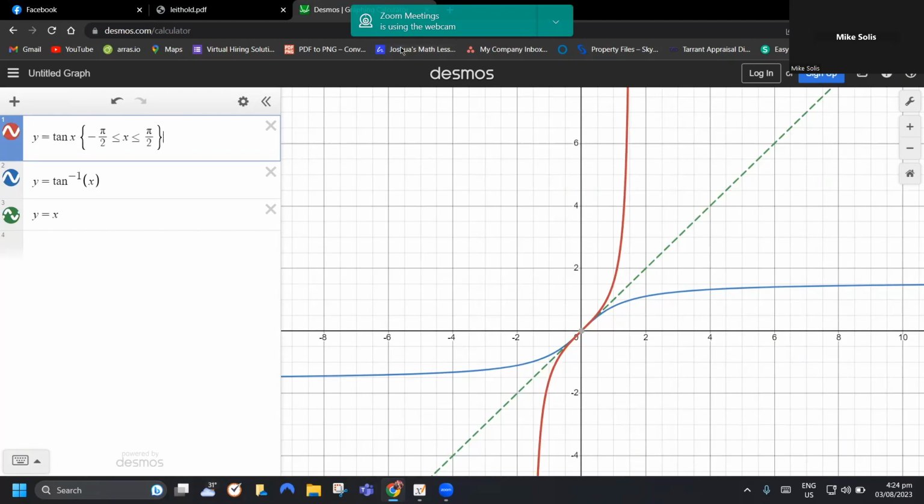For example, tingnan mo yung next example dito, yung number 48. Tingnan mo yung graph mo yung y equals x square. So graph y equals x square and square root of x.